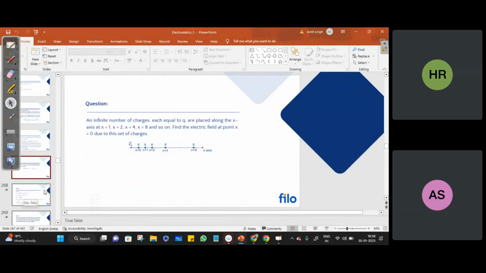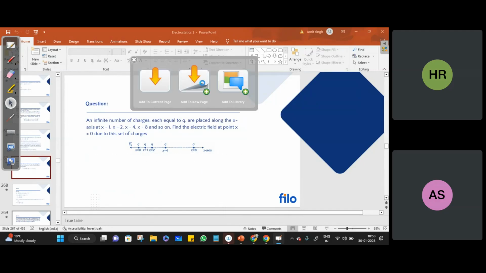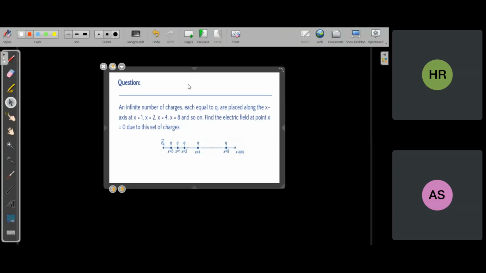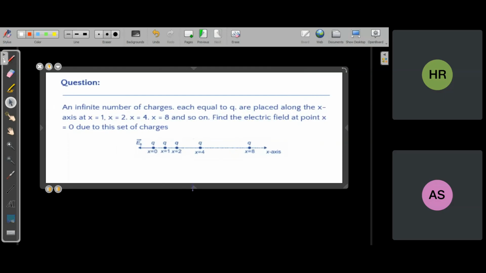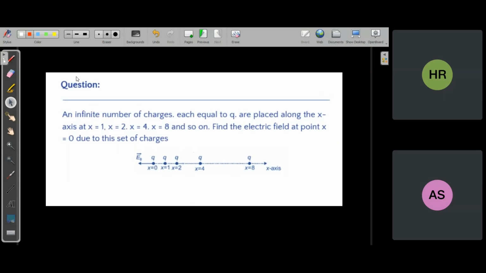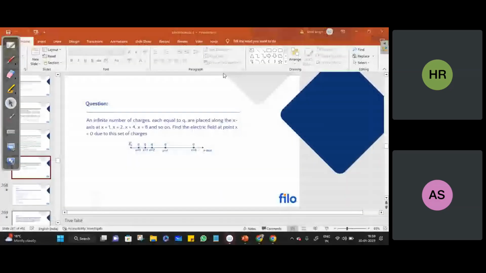Now I think you can do all these types. Just tell me the idea, what you will do here. Multiple charges are there. At one point you have to find the electric field. Point charges are there, so because of each individual charge, you will find the electric field, check the direction, and then you will do the vector addition, right? Then some GP or AP will be formed, right?